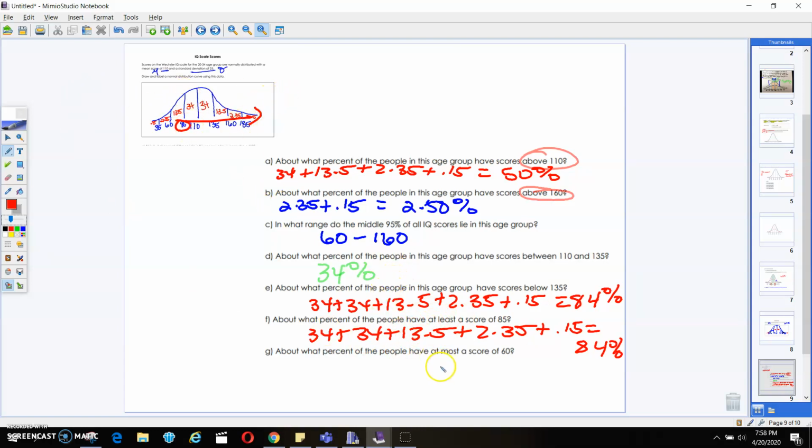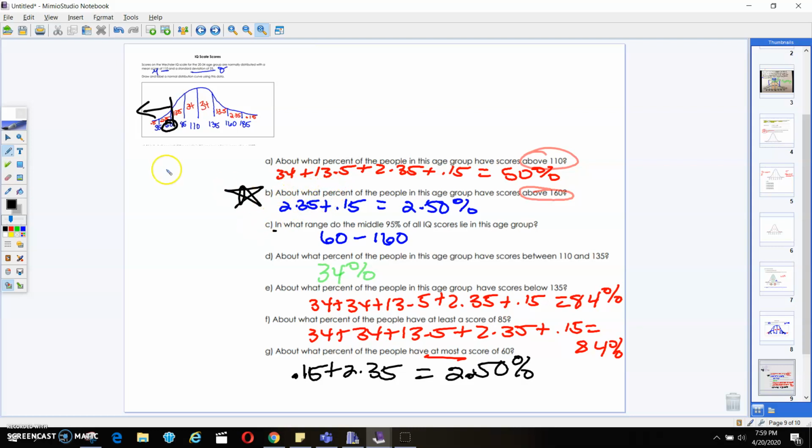If we're saying at most, just like what we're about to see on this next question, okay? On this next question, it says about what percent of people have at most a score of 60. So that means at most is going to be like our highest. So for instance, 60 is going to be our highest. So we want everything to the left of 60. So that's going to be 0.15 plus 2.35. And that's going to give me a percentage of 2.5%, which is just like what I'm seeing on B. Look at how these questions are kind of similar. So this is asking about like the top 2.5% and then the bottom 2.5%.